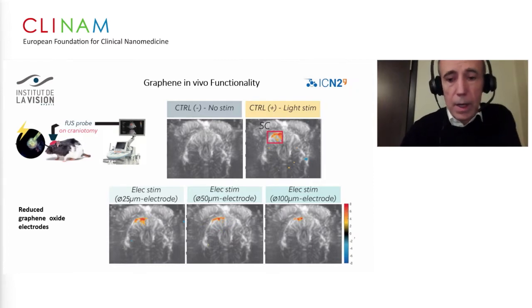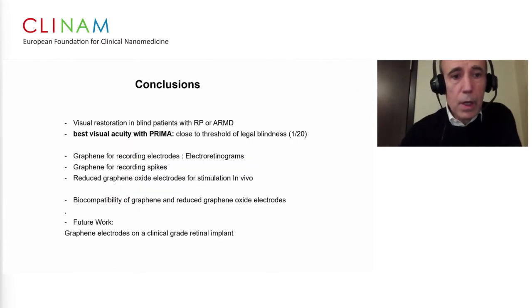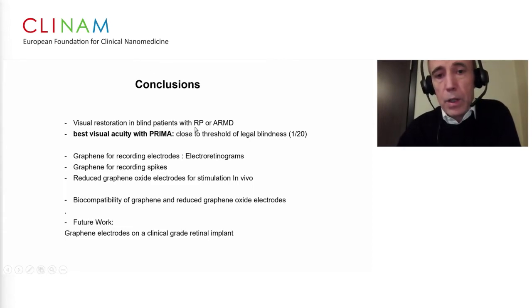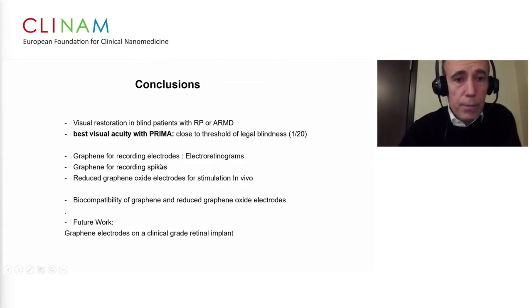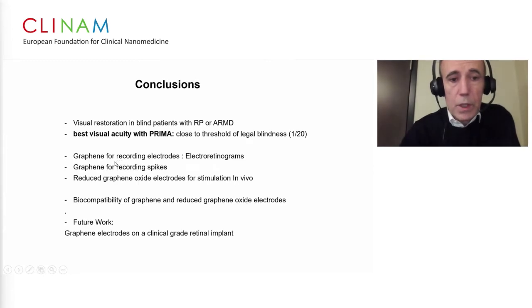So with this, I want now to conclude, to show that we can restore vision in blind patients. This was achieved in patients with retinitis pigmentosa or age-related macular degeneration. But the best visual acuity was measured with PRIMA that we tested in France. And you see that the patients are recovering a vision close to legal blindness, close to 1 over 20. So we need to increase further, because we want to give them a real high acuity vision. And this is what we aim to do with graphene electrodes.